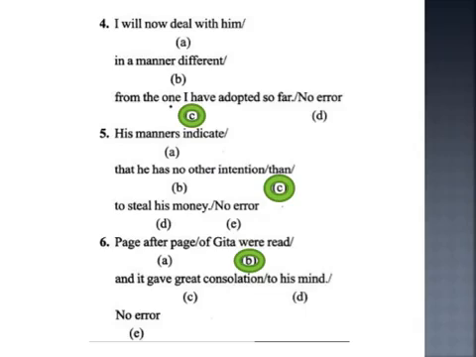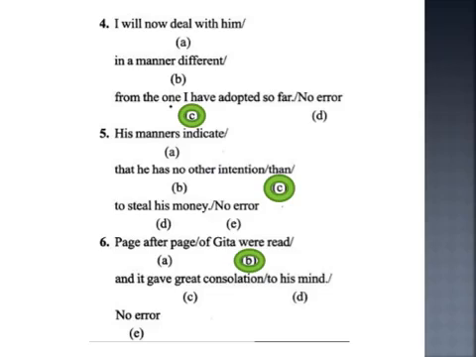His manners indicate that he has no other intention than to steal his money. Now see here in this clause that he has no other intention but to steal his money. So what should come? But in place of then. So therefore answer is C. Let's move on to the next question.